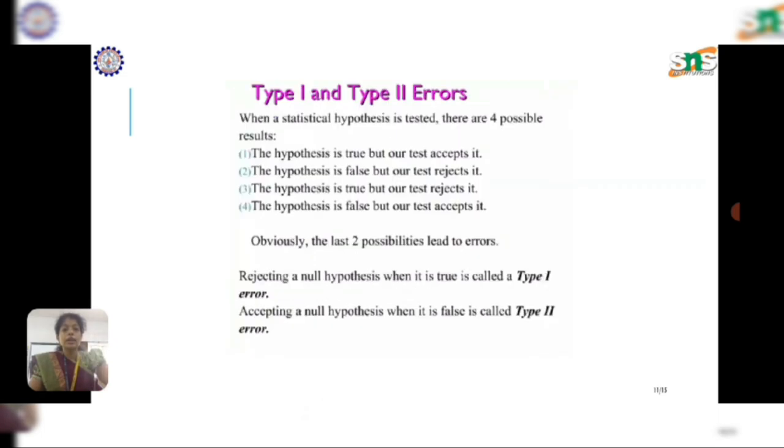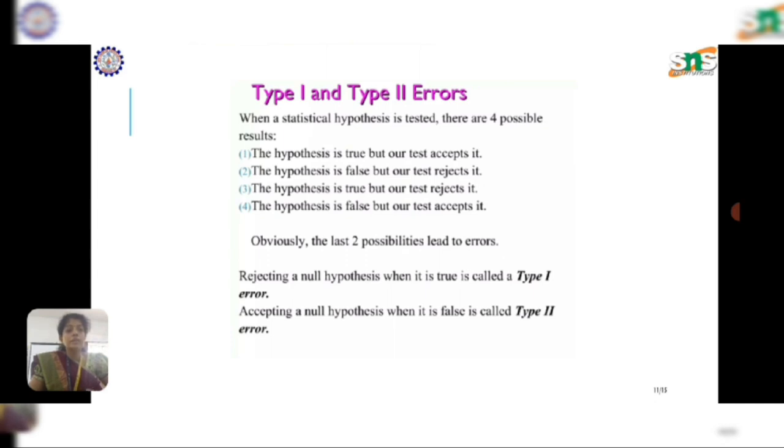Then we have type 1 error and type 2 error. When a statistical hypothesis is tested, there are 4 possible results. The hypothesis is true, and the test accepts it. The hypothesis is false, and our test rejects it. The hypothesis is true, but our test rejects it. The hypothesis is false, but our test accepts it. These are the four types we have.